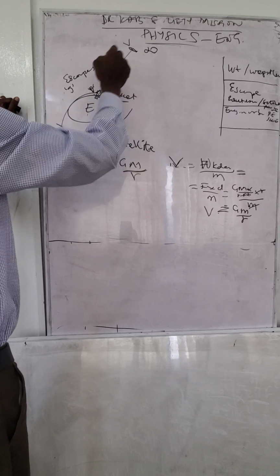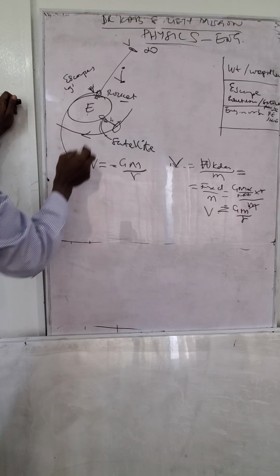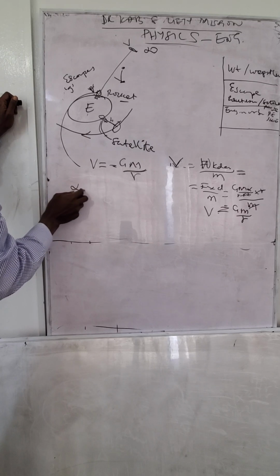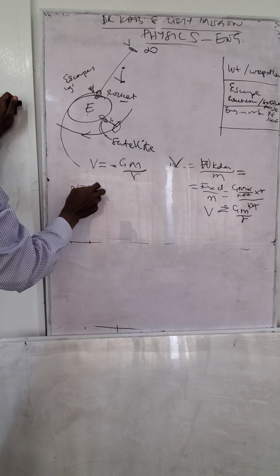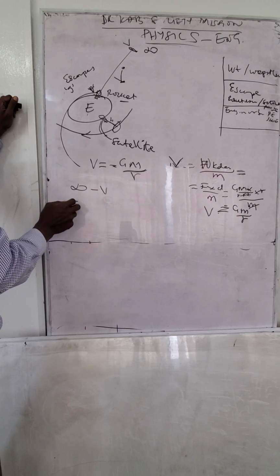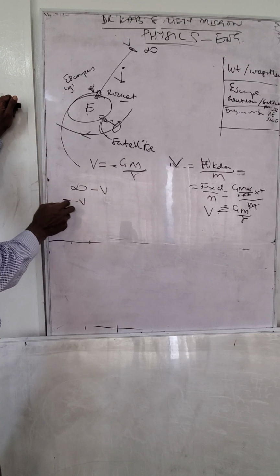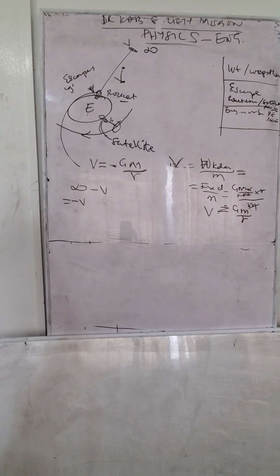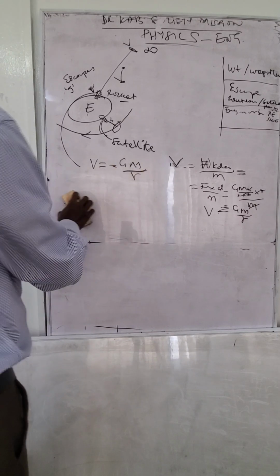Okay, so if you want to find the potential at that point, in reference to infinity, it means it is going to be the potential at infinity minus the potential for that body, and that becomes minus V, and that is why this is V minus. Okay, so this is the potential that we have.